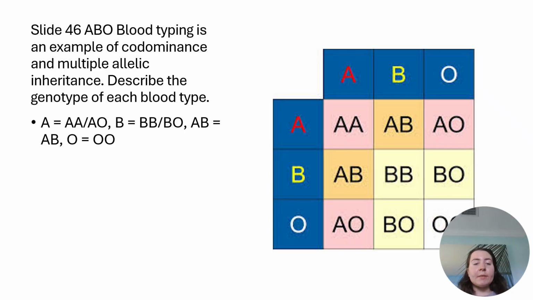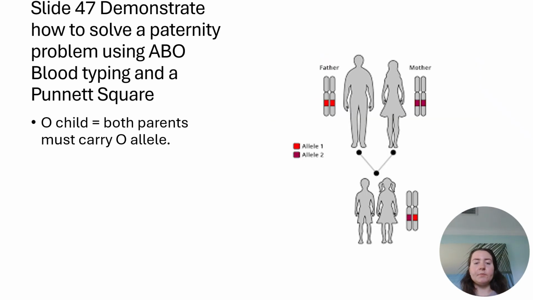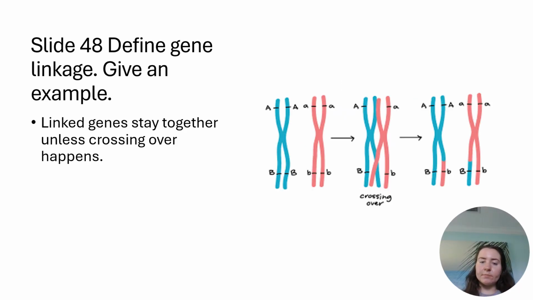46. ABO blood typing is an example of codominance in multiple allele inheritance. Describe the genotype of each blood type. So A equals AA or AO, B equals BB or BO, AB equals AB, O equals double O. 47. Demonstrate how to solve a paternity problem using ABO blood type using a Punnett square. O child equals both parents must carry an O allele. And that shows how the alleles can go down.